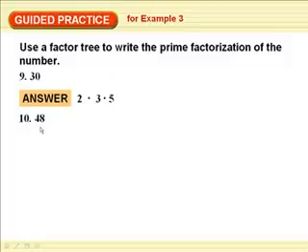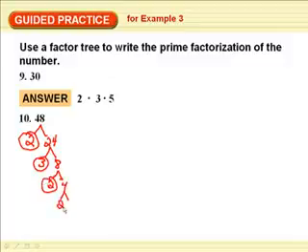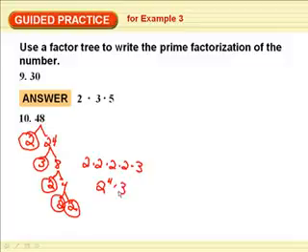Okay, 48. Let's see. How about 2 and 24 make 48? I'm done with the 2. 24 I branch off. How about 3 times 8? See where it's nice to know your multiplication facts. 2 times 4 and 2 times 2. And you know why I'm circling those numbers? I circle them because they're prime. I can't go any farther. So that would be 2 times 2 times 2 times 2 times 3, or 2 to the 4th times 3. There it is.